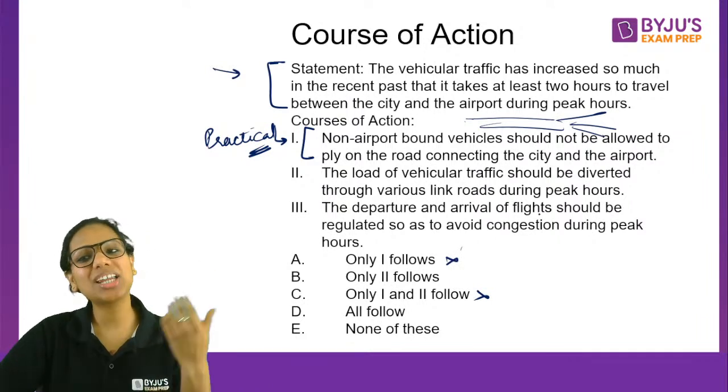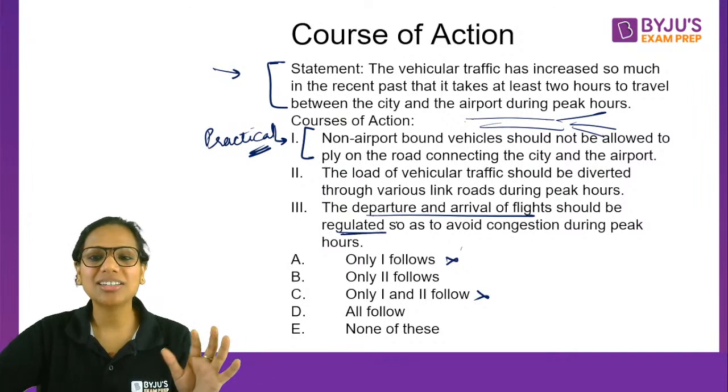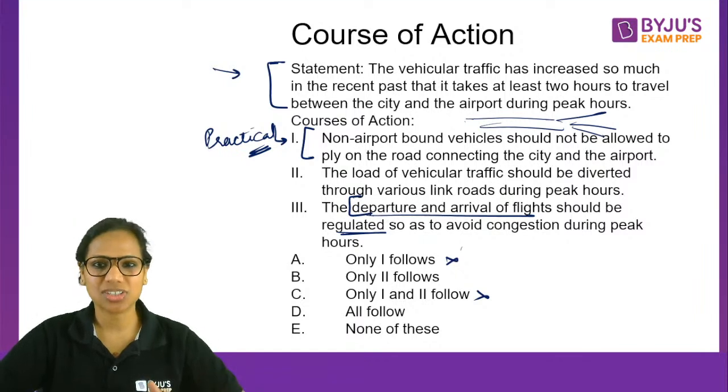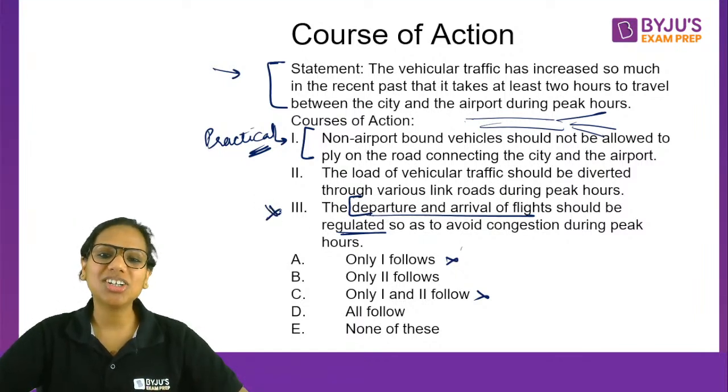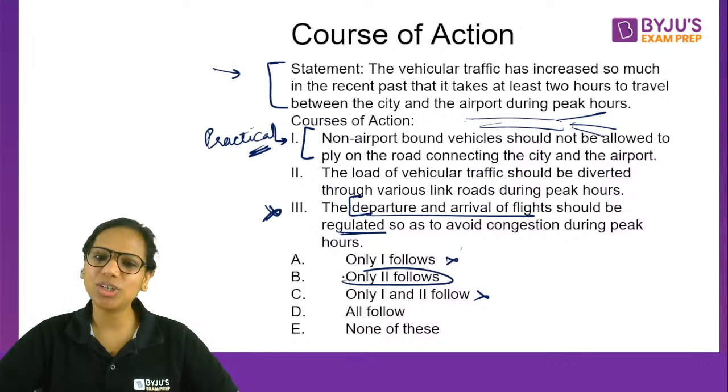Third says the departure and arrival of flights should be regulated. Can we do this? Is it feasible? As in, does it make sense that you change the timings of the flights because of the traffic on the roads? No. So even third appears to be a little extreme to do. So first and third eliminated, it's only two that follows.